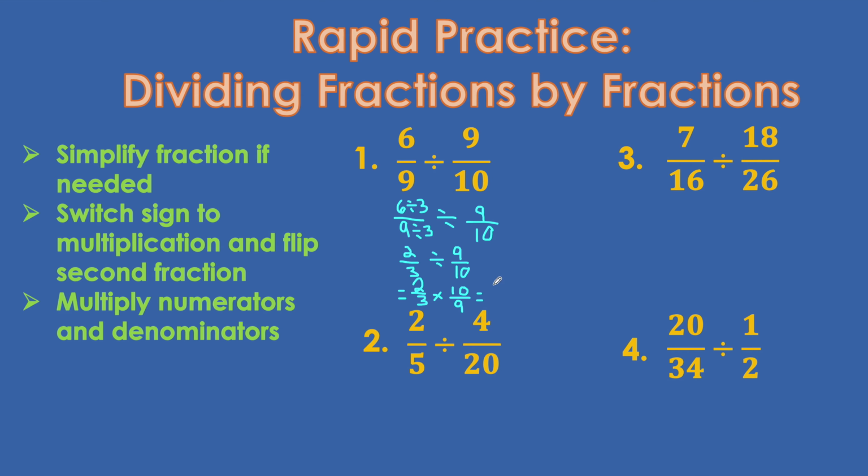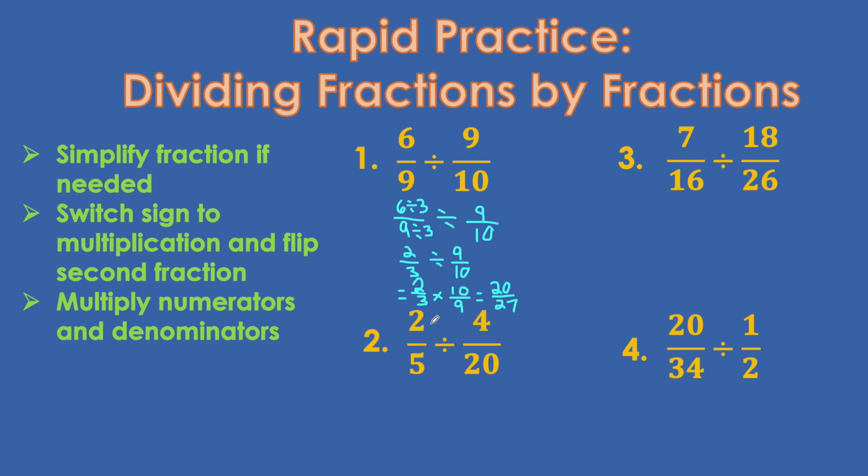which equals 20. 2 times 10 is 20. Multiply numerators, then multiply denominators. 3 times 9 is 27. And that is our final answer since it can't be simplified anymore. 1 is the only common factor between 20 and 27, so we're finished. Moving on to number 2.